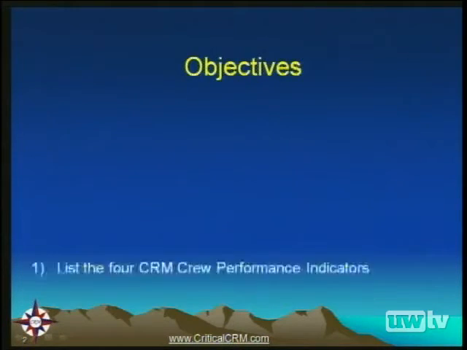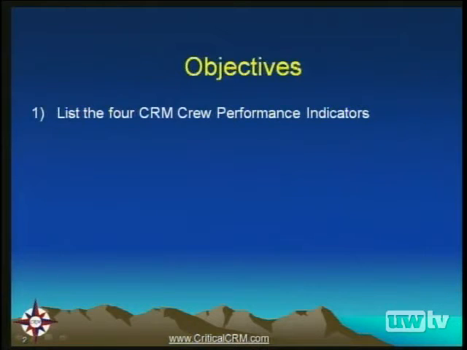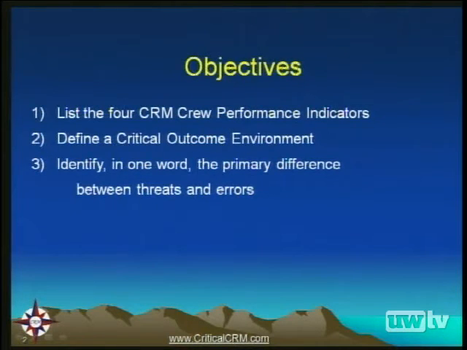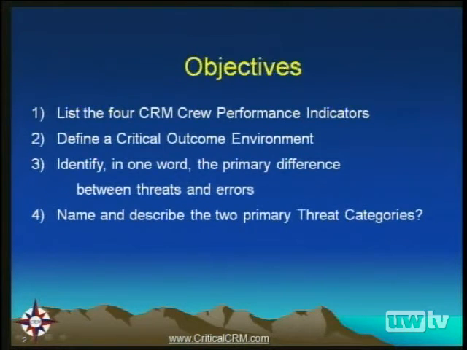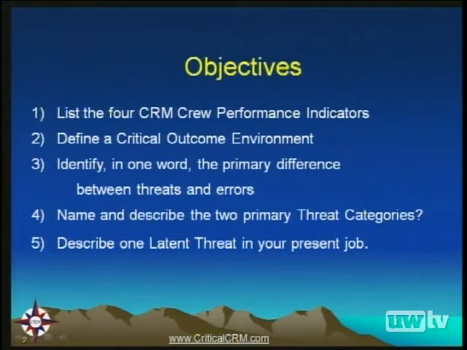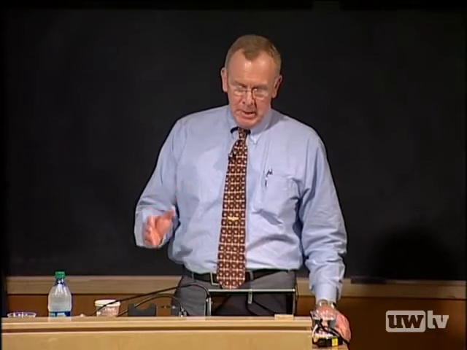So we got 5 things we want to walk out of here with an hour from now. The first thing is I'd like you to be able to list 4 crew performance indicators. These are indicators that we will define shortly. Define what is a critical outcome environment. Identify in just one word what the difference is between a threat and an error. Name and describe the 2 primary threat categories. And then finally, kind of a homework assignment, I'd like you to give some thought to describing a latent threat in your environment, something in your job, a latent threat that you see. And you'll understand what I'm talking about shortly.